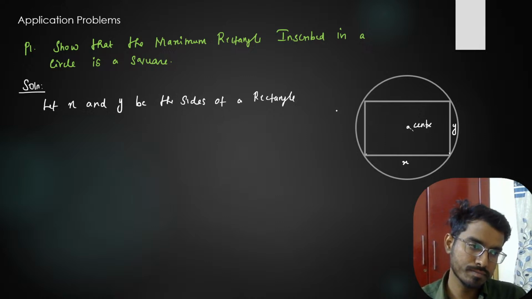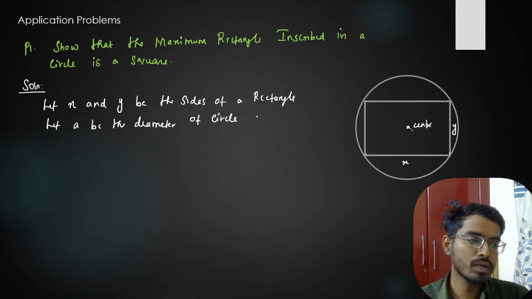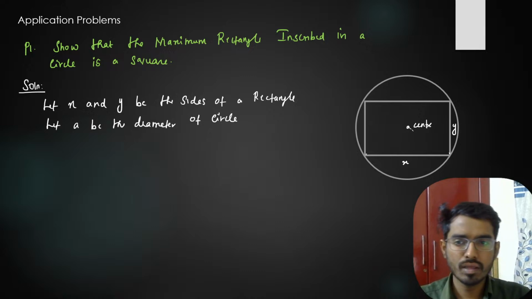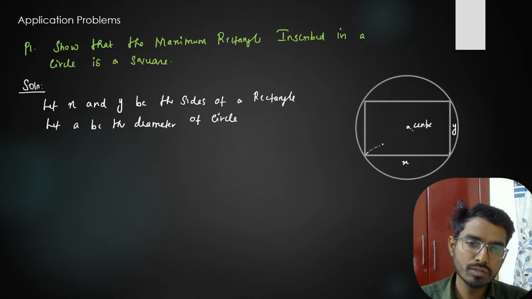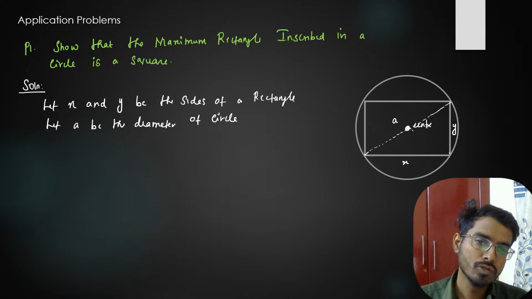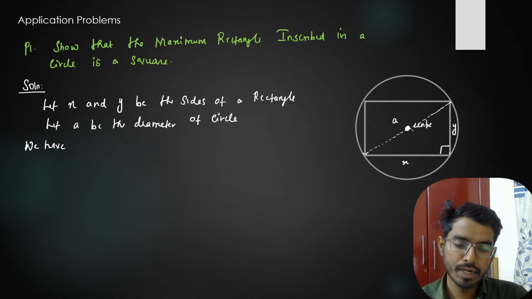And let a be the diameter of the circle, right? So what we have is, let x and y be the sides and a be the diameter. So that means this full length is a because this is our center. So from center to this distance will be our a. We have, so this is a right angle triangle, right? So let us call this square to be a b c d.